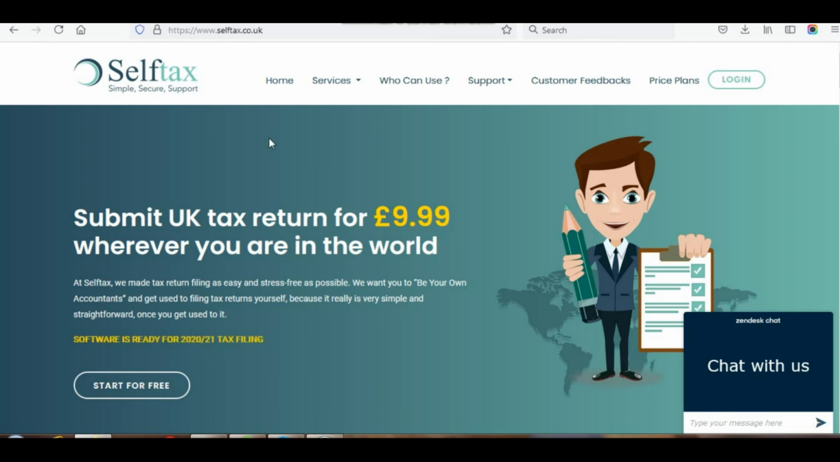Now, how coronavirus support scheme payments will affect your tax return, that is an important question. For this, you need to log in to your Selftax account and check the calculation after including those payments, or if you do not have any account with us, then sign up for free, create your account, fill your return and see how it will affect your tax. You can also contact us on our email info@selftax.co.uk for any advice on this issue, or talk to us via online chat during UK business hours.